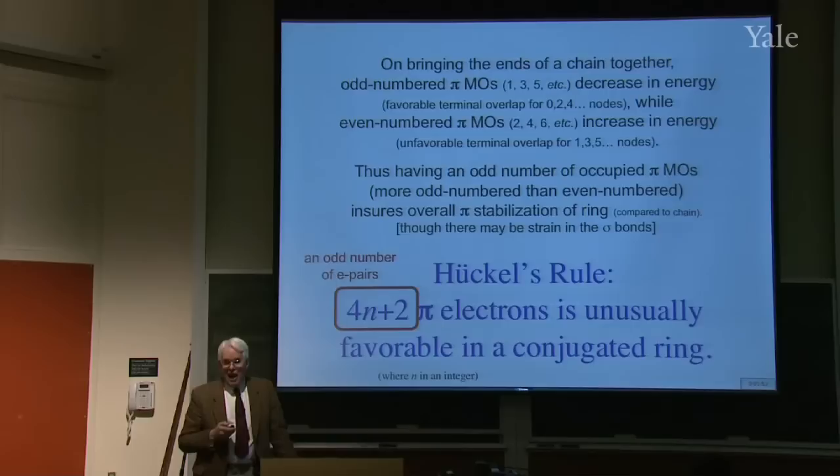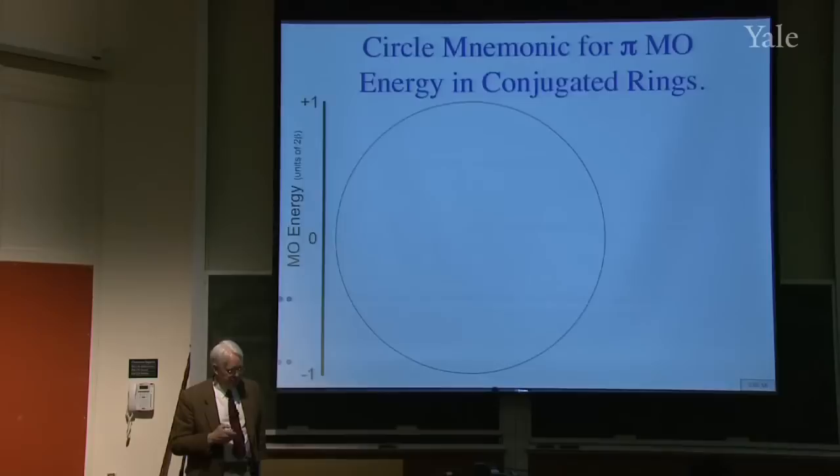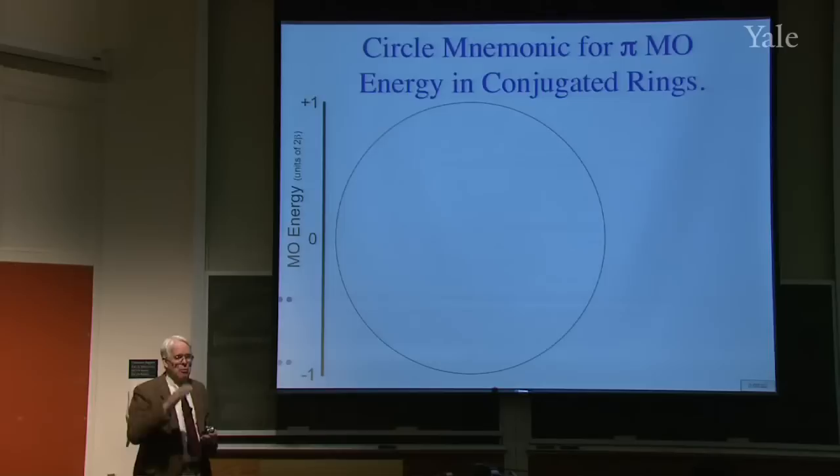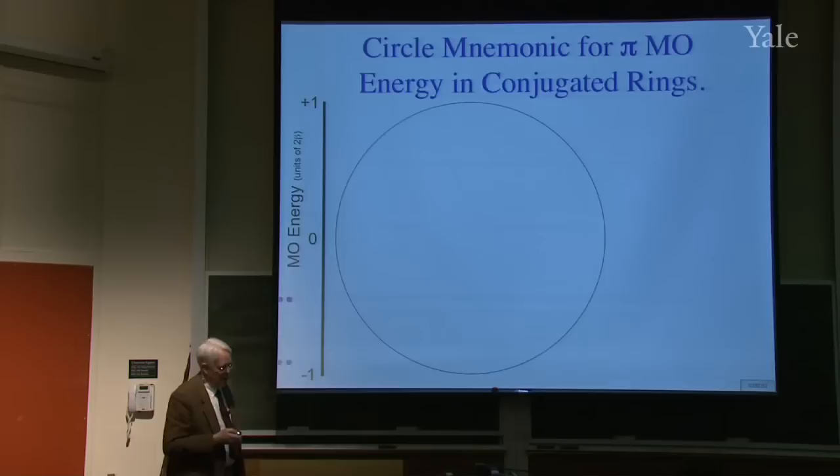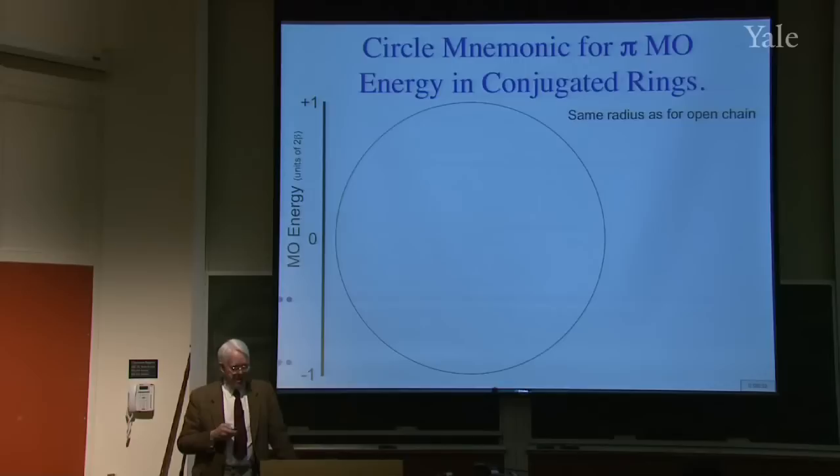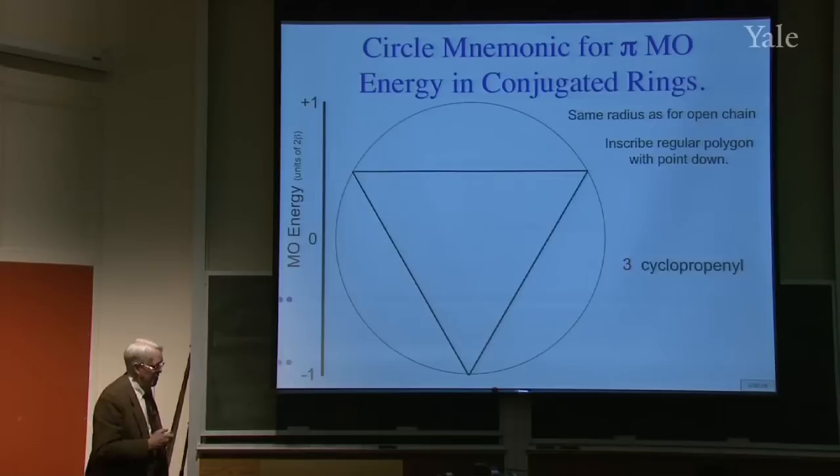That means an odd number of electron pairs, so more of these going down than up when you bring the ends together. And as I said, there's a circle mnemonic now. Remember, we had for a chain, we had a semicircle mnemonic. For a ring, you have a circle. It's the same radius, minus 1 to 1 is the limit, right? And now you inscribe a regular polygon with a point down, because remember, that lowest one is always going to have minus 1 as its energy, so the point's got to be at the bottom, like that.